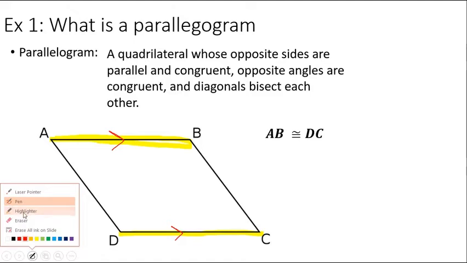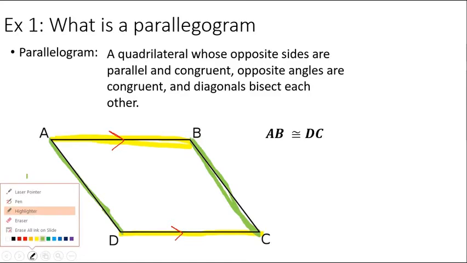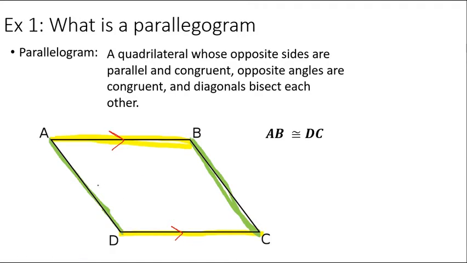And the two other opposite sides here are side AD and side BC, which are parallel and congruent to each other. So the way you mark that is instead of putting one arrow here, you put two arrows like that. Okay, so you also say that AD and BC are congruent.